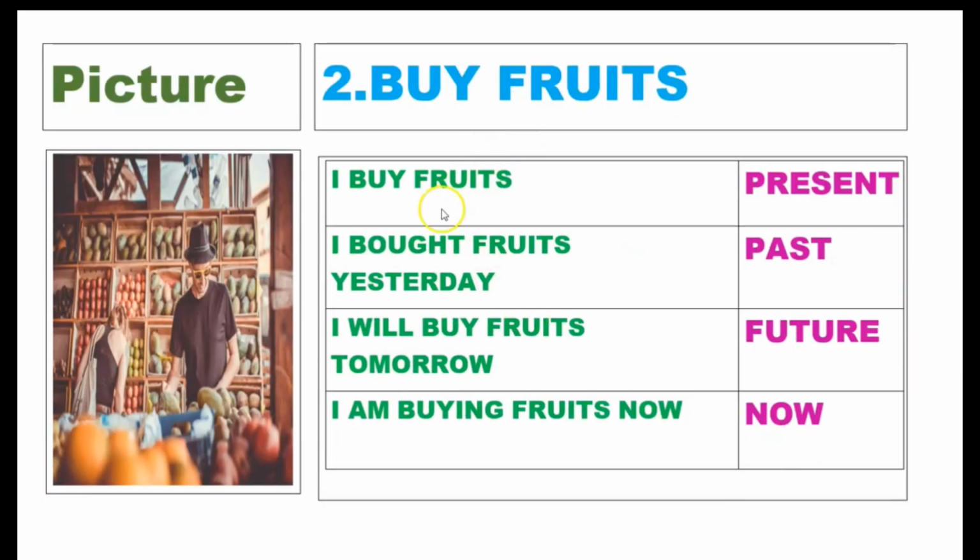Buy fruits. I buy fruits. Present tense. I bought fruits yesterday. Past tense. I will buy fruits tomorrow. Future tense. I am buying fruits now.